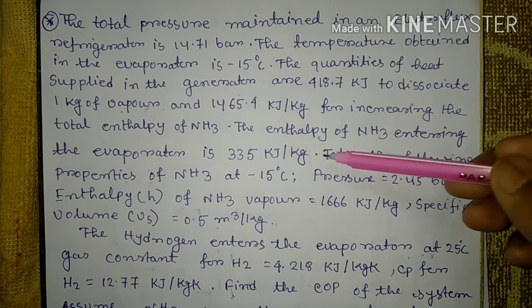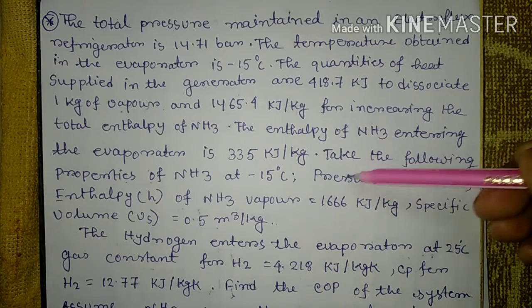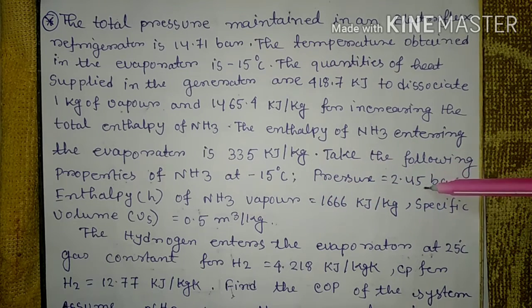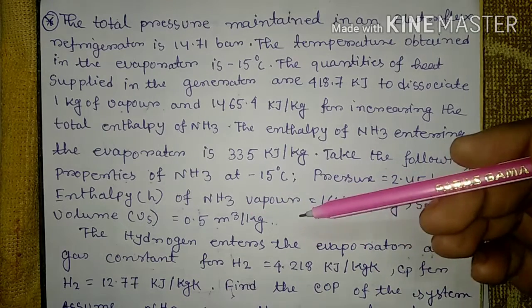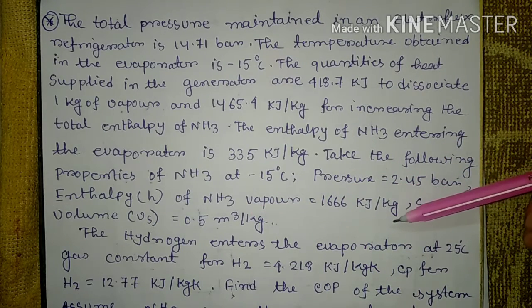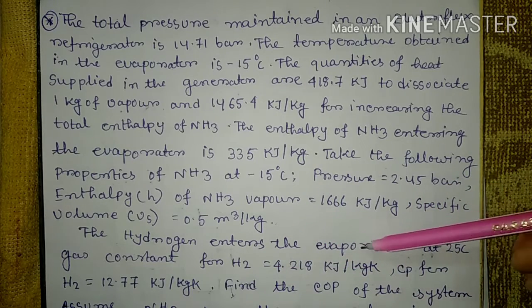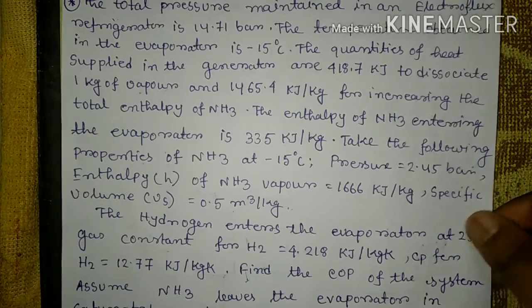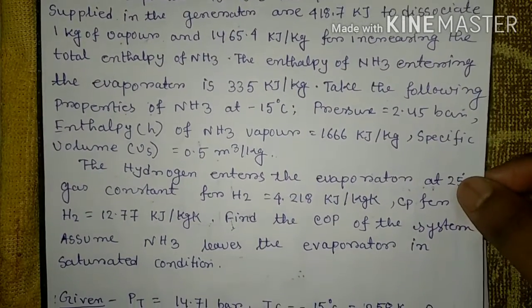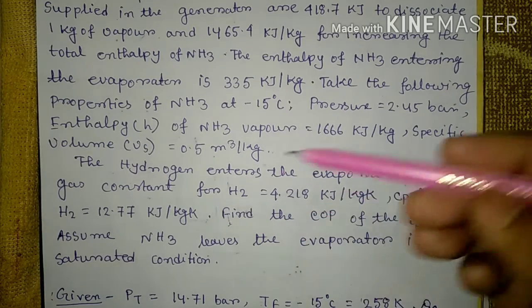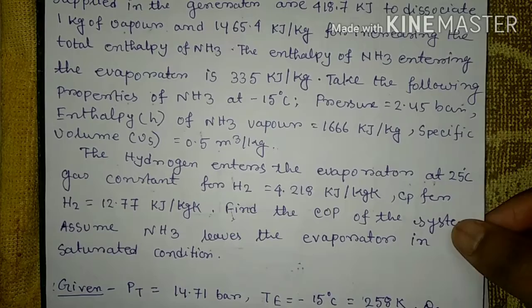When the ammonia refrigerant is in the evaporator at minus 15 degrees Celsius, the pressure is 2.45 bar, the enthalpy of ammonia vapor is 1666 kilojoule per kg, and the specific volume is 0.5 meter cube per kg. The hydrogen enters the evaporator at 25 degrees Celsius, the gas constant for hydrogen is 4.218 kilojoule per kg Kelvin, and Cp for hydrogen is given. You have to calculate the COP of this system.